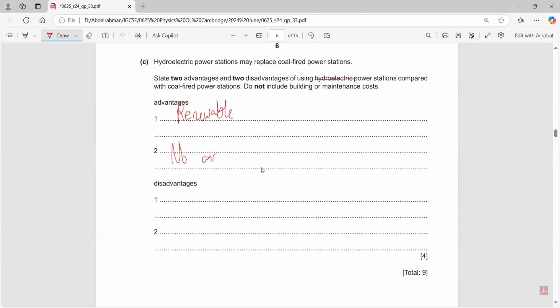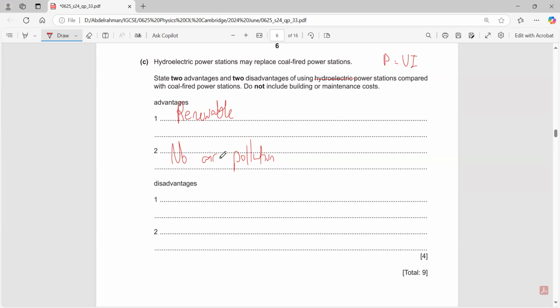Someone is asking, is voltage directly proportional to current? When talking about the power in the transformers, actually the voltage and the current are inversely proportional. If you think about power equals VI, if I increase the voltage, the current will decrease. Inversely proportional.